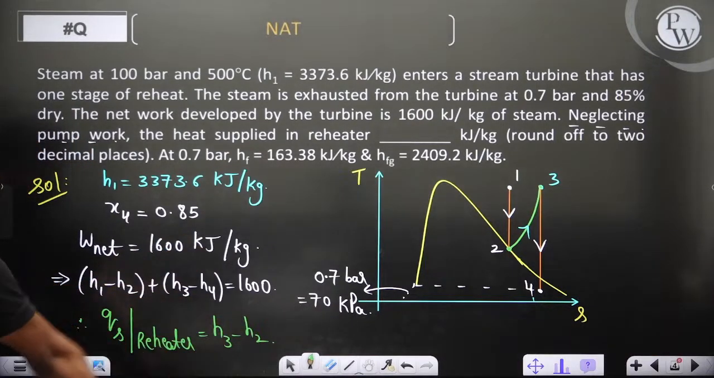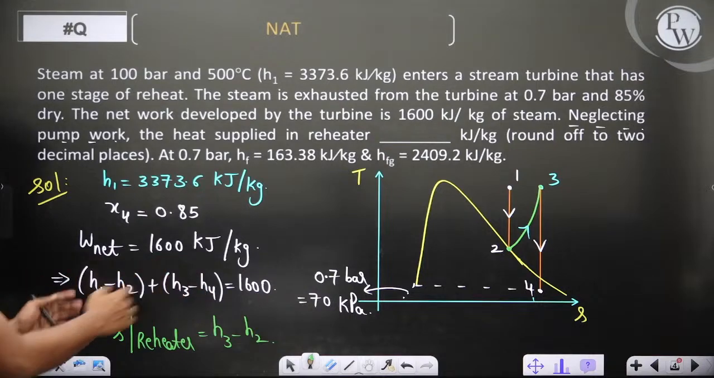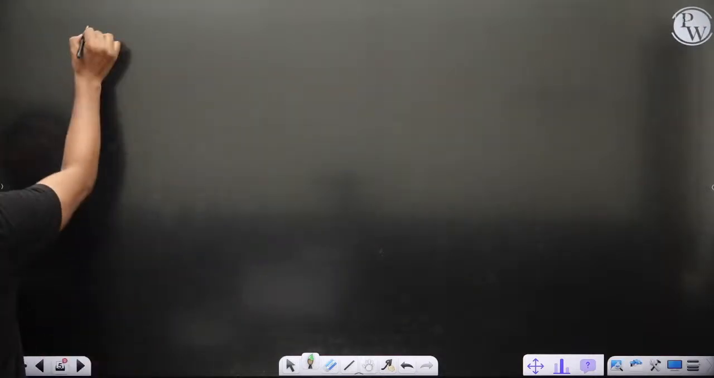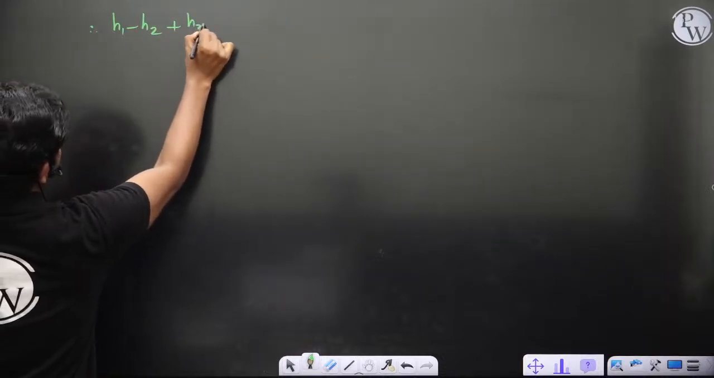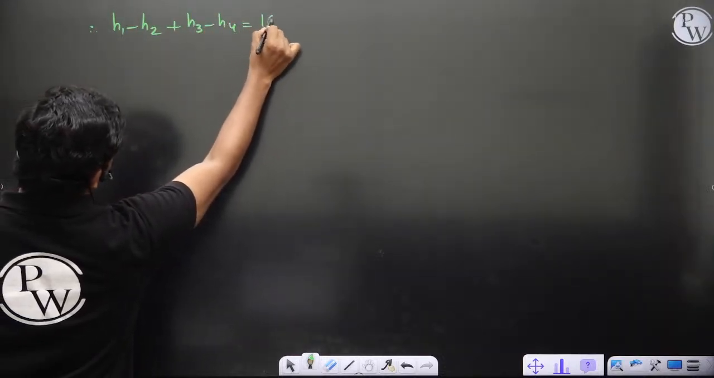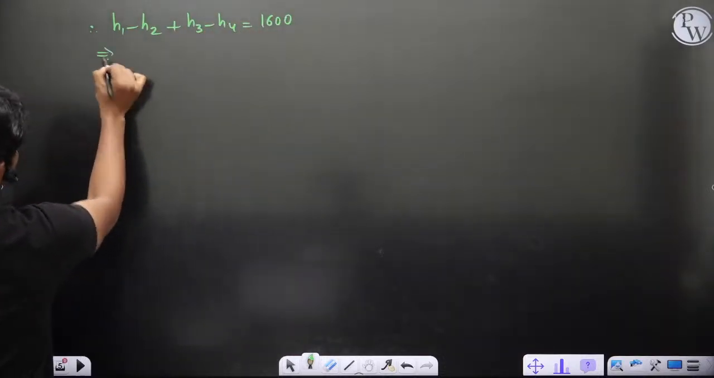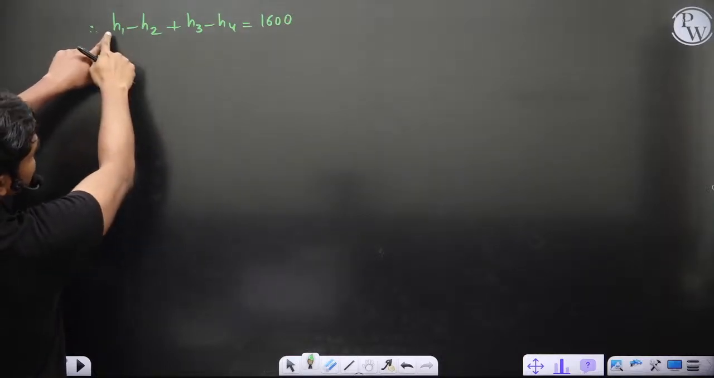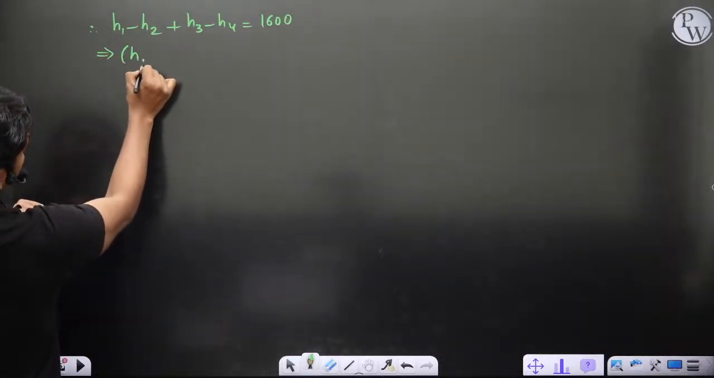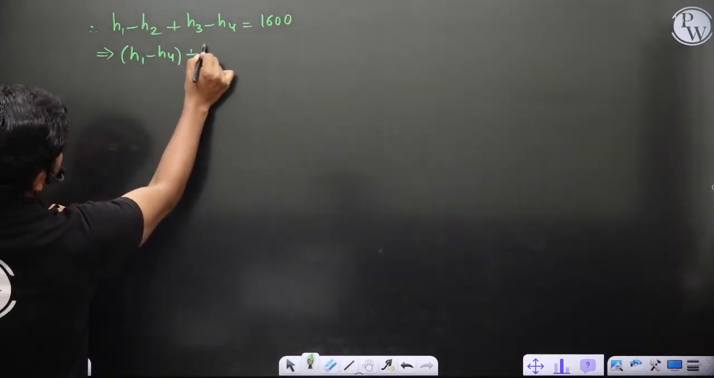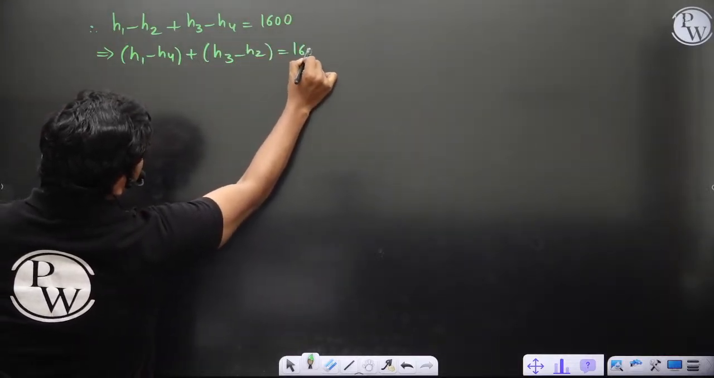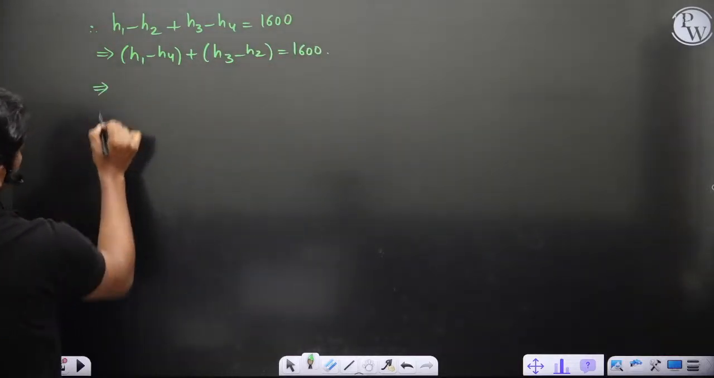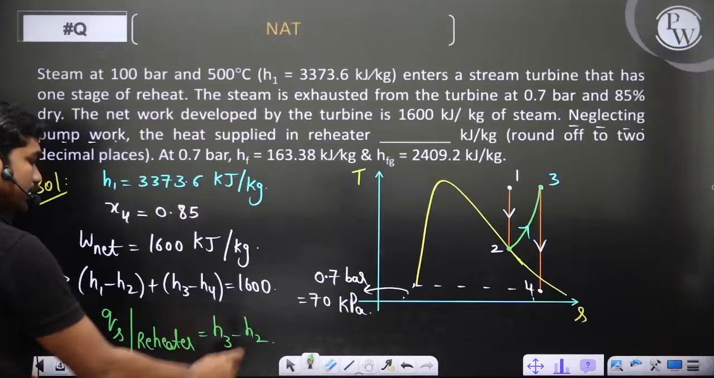Now you want this quantity H3 minus H2. Let us slightly arrange these terms. If you see, we have H1 minus H2 plus H3 minus H4 is equal to 1600. Now if you simplify this, if you spot this H1 and H4 as one term, plus H3 minus H2 as 1600, this is equal to 1600. Now you want this quantity, what is this, H3 minus H2?